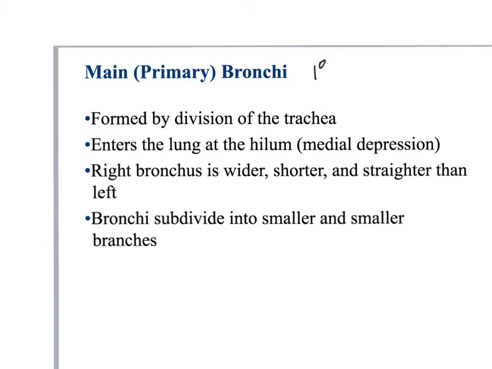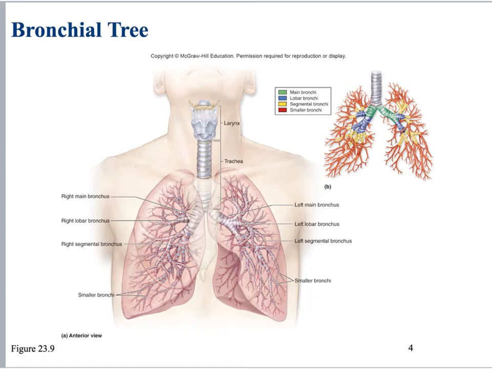And then from there, primary bronchi break into smaller and smaller branches. And remember, this is part of what we call the conducting zone, the area of the respiratory system that is moving air. It does not include the area of the respiratory system where gas exchange occurs. Air is just moving through.